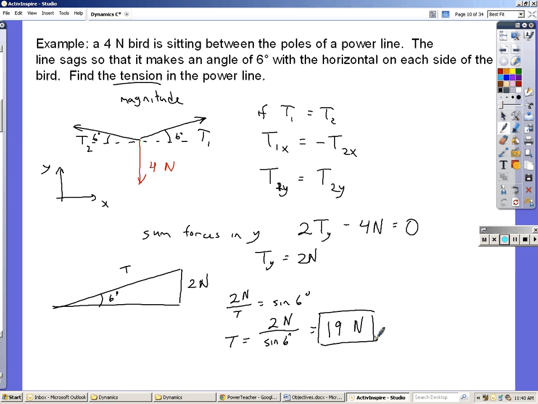What you should ask yourself is, how much would the tension need to be if the angle was 0? So if there was enough tension that the bird didn't cause the line to sag at all, what would the tension have to be?